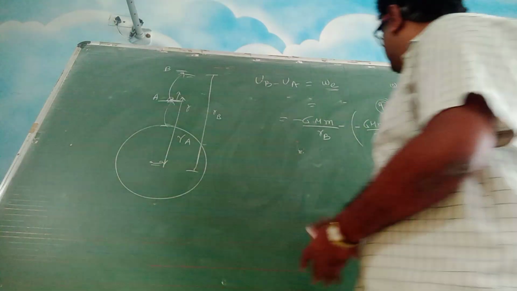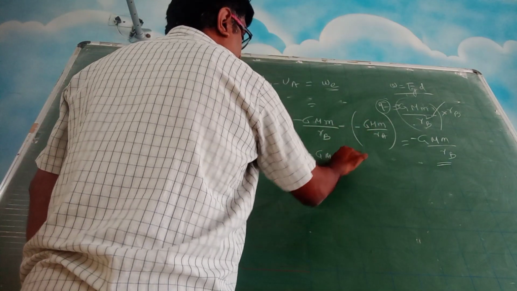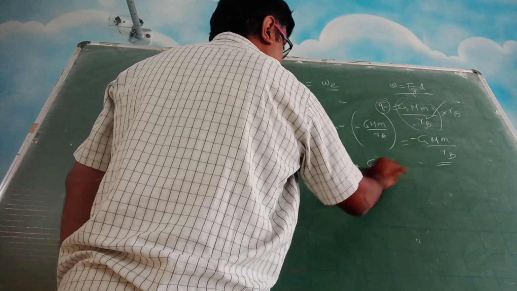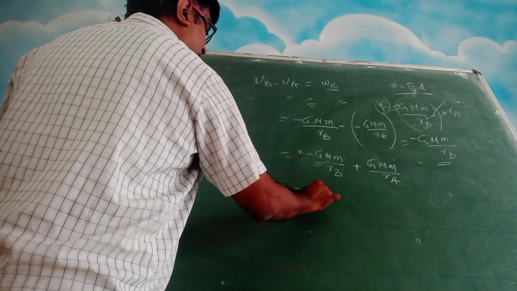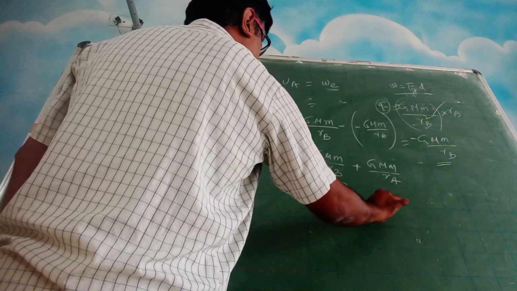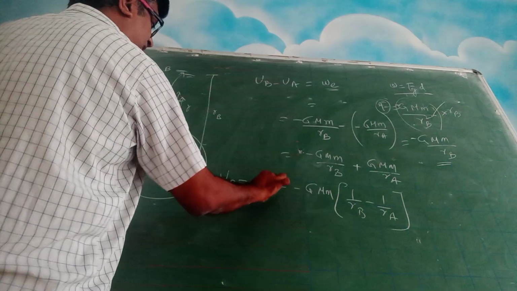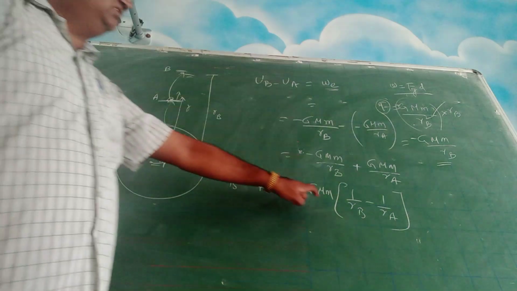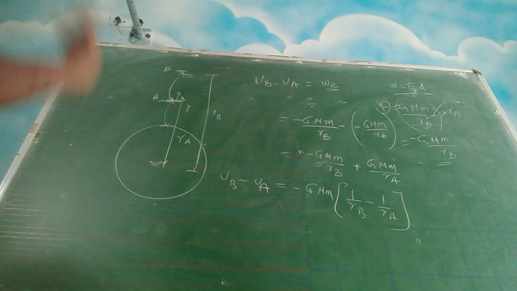So this minus of minus becomes plus. So this is G by rb plus G by ra. If you take minus common and G common, it is 1 upon rb minus 1 upon ra. So the difference in potential energies between location B and location A is given by this expression. This is where we started our original discussion, so this is the proof for it.